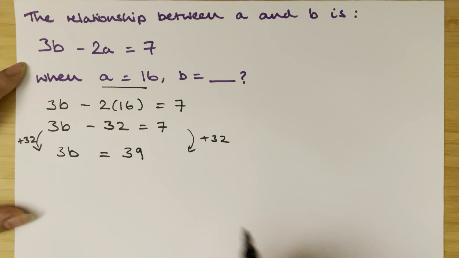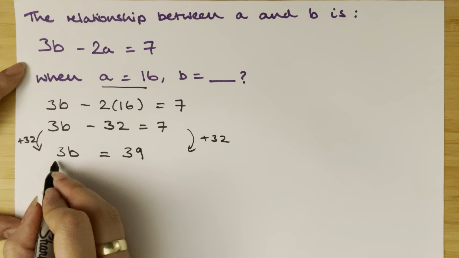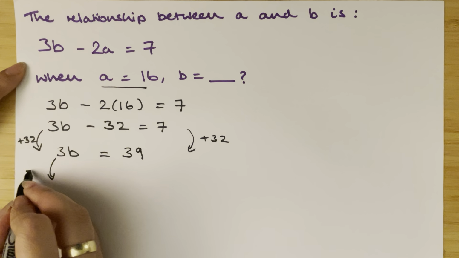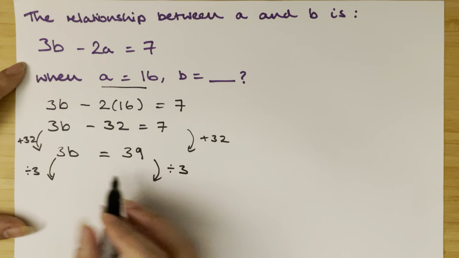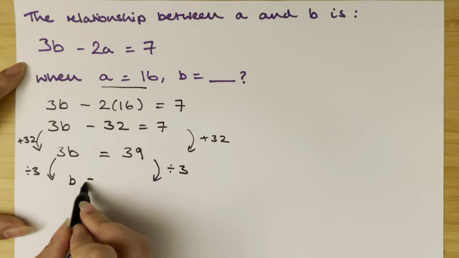Now we have 3B equals 39. So what we want to do is divide by 3. That gives us B equals 13.